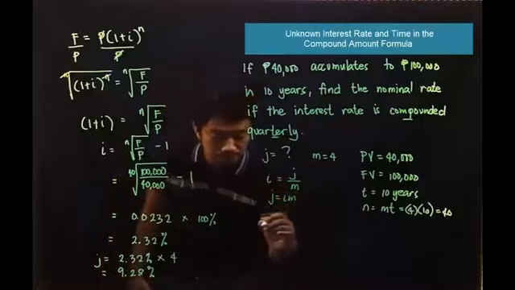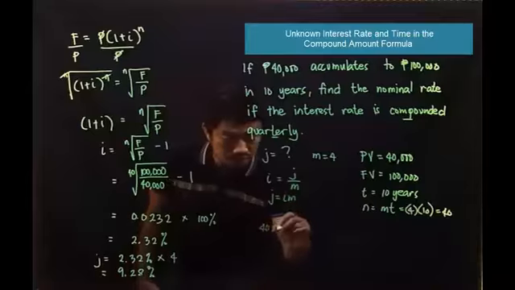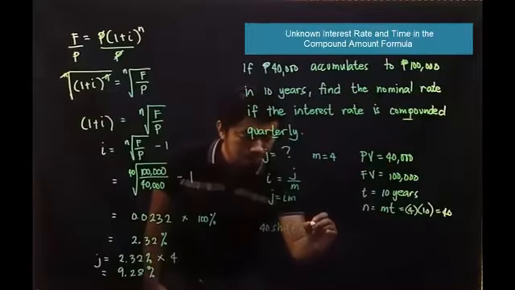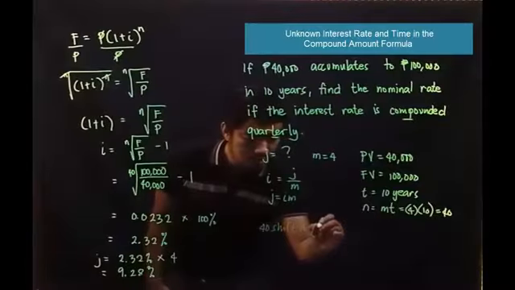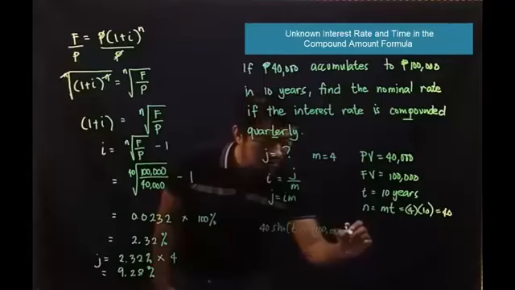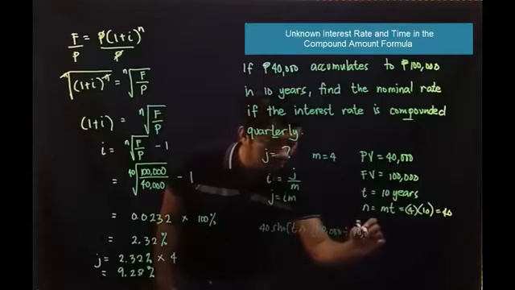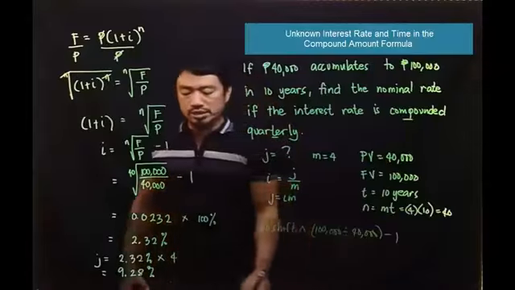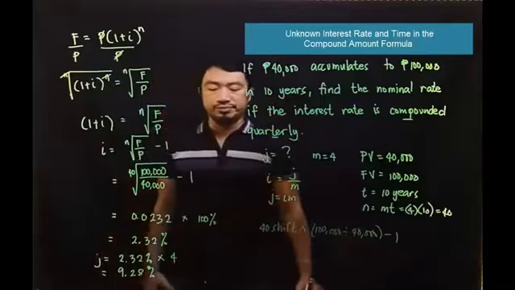If you're having difficulty in determining this value using your calculator, particularly if you're using a Casio calculator, the input should be 40 shift caret sign, open parenthesis, 100,000 divided by 40,000, minus 1. And you should get this value.